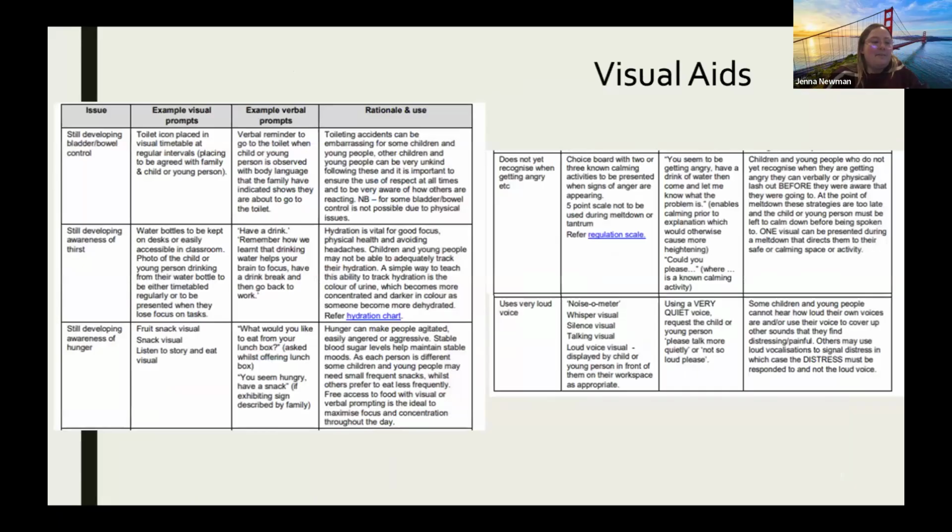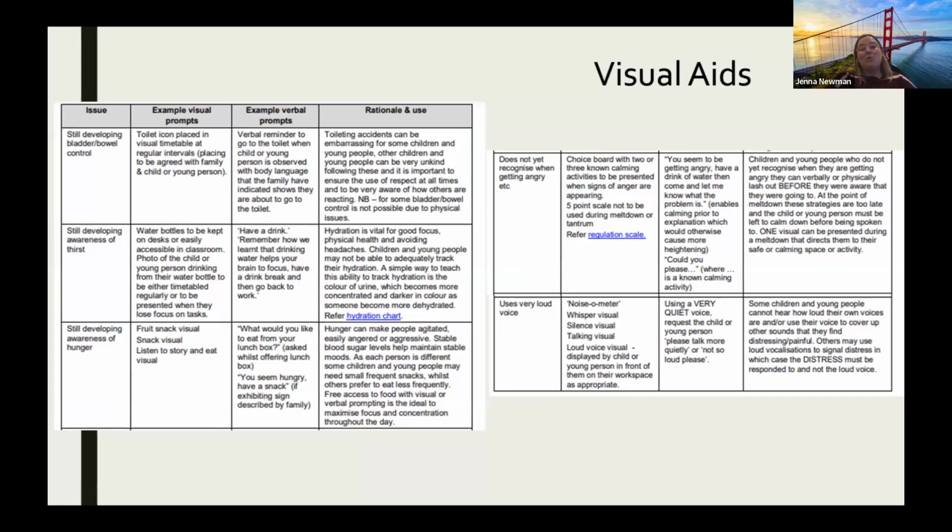And then when children or individuals are still developing interoceptive skills, the use of visuals and verbal prompts are really effective support tools because we really want to make sure that they're safe and still getting their needs met. So the area of need up here, say, is still developing bladder and bowel control. We really want to make sure that individual is safe and meeting social expectations too.